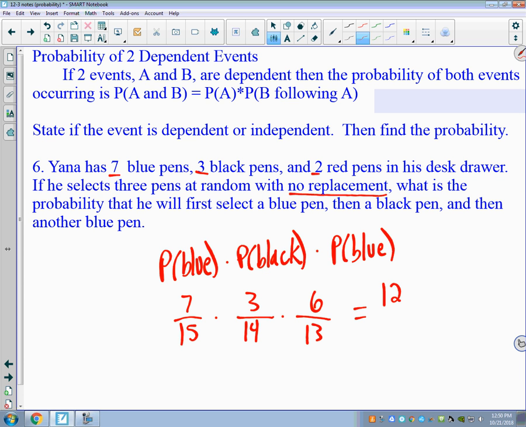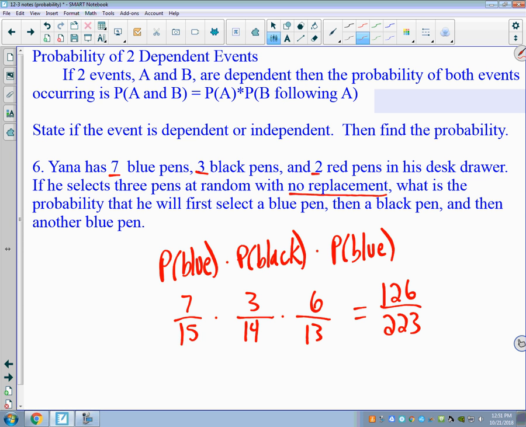But then he's keeping the pen. So this is going to reduce to now 14 pens. And how many are black? Still 3. And then he's keeping out that pen. So now there's only 13 pens. And he already took out 1 blue one. So now we're saying there's only 6 blue ones left. And it's up to you if you want to kind of cross simplify here. I'm just going to multiply as I go.